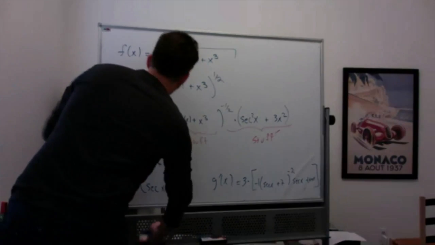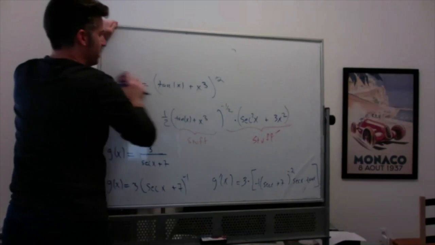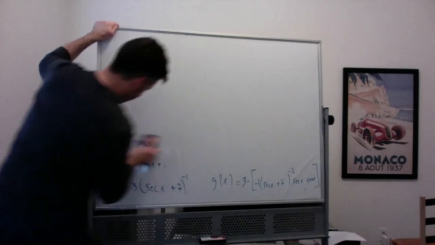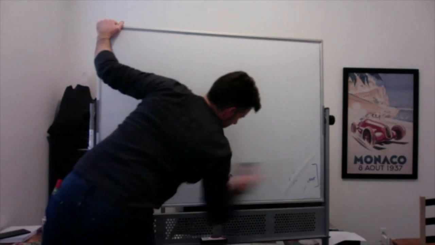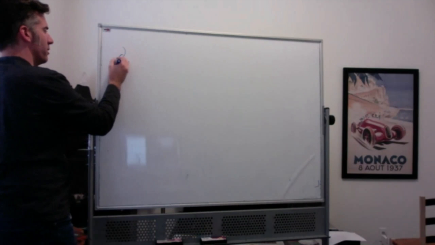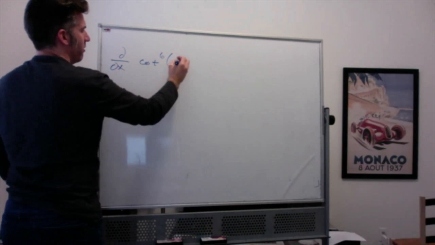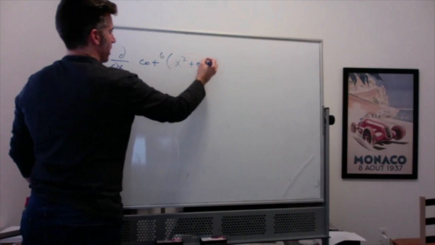There was definitely one like this that we did at the end of last class, and I also put one like this on the quiz, where you have a trig function to a power, like say the derivative of cotangent to the 6th power of x to the 7th plus e to the x.